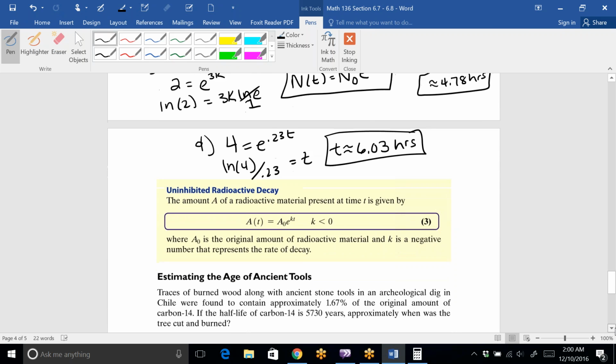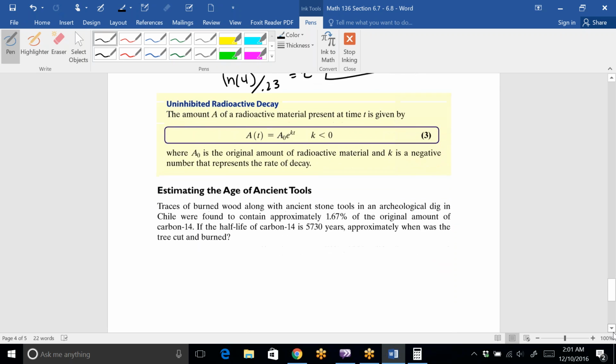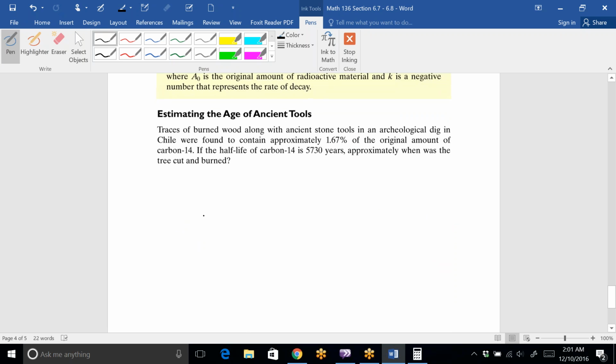So this one is decay. Essentially, decay means that instead of something growing, it is getting smaller and dying off. That happens a lot with radioactive materials. And it's the same type of setup. So this one is traces of burned wood along an ancient stone tool in an archaeological dig in Chile were found to contain approximately 1.67% of the original amount of carbon-14. If the half-life of carbon-14 is 5,730 years, approximately when was the tree cut and burned?